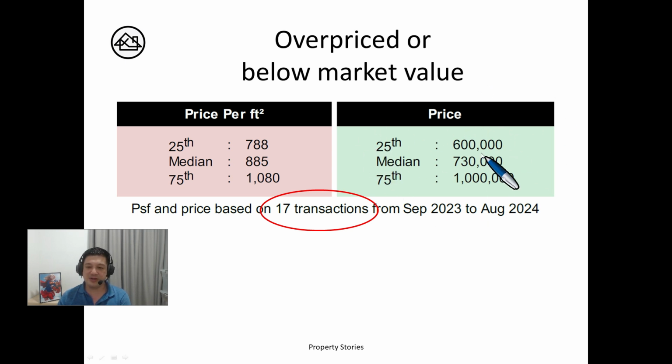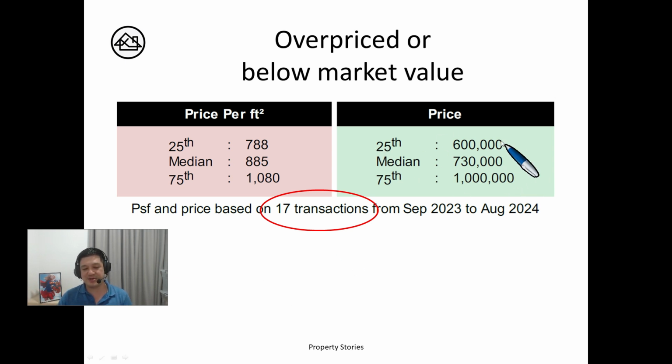You see here, 25th percentile, median price, 75th percentile. So in statistics, imagine a bell curve, you split it into 4 parts, okay? The first is called the 25th percentile. The second is from 25th up to 50th, the third from 50% up to 75%, and the fourth from 75% and above, okay?